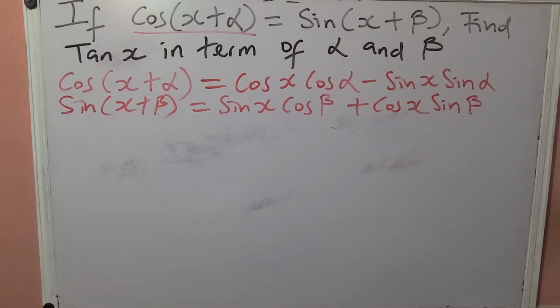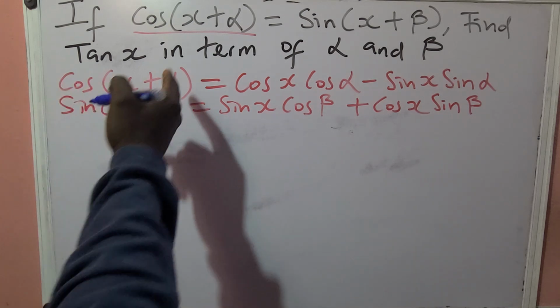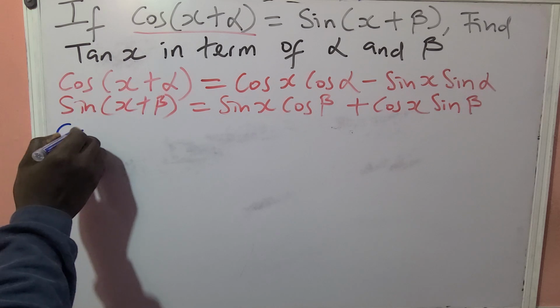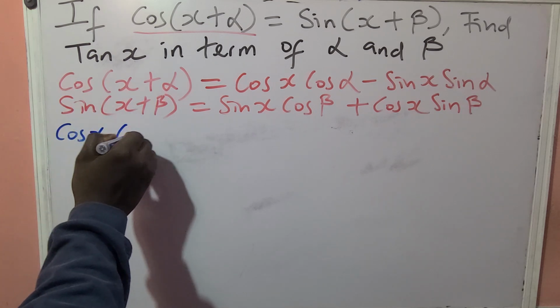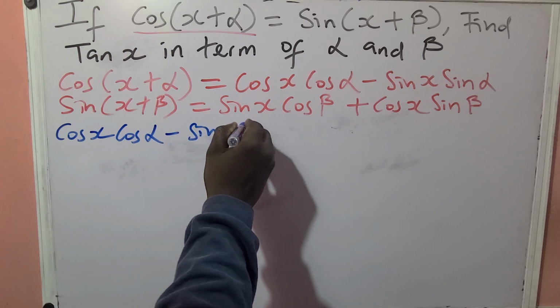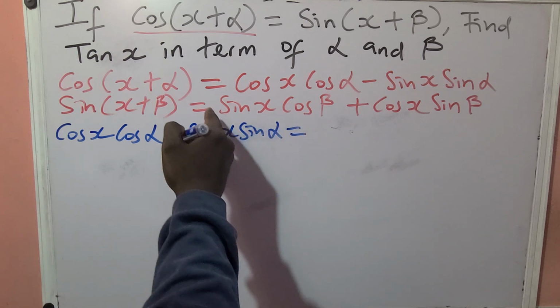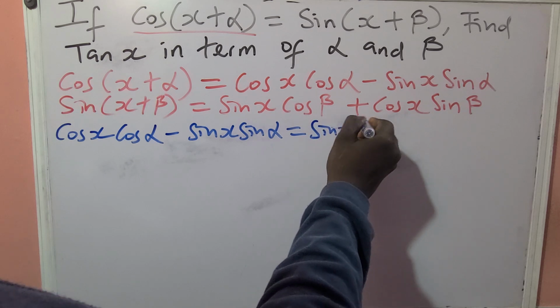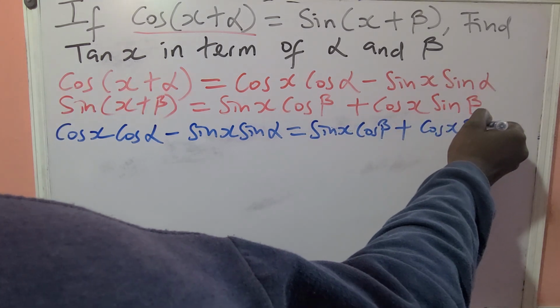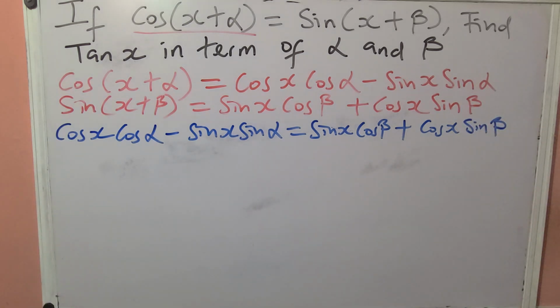All right, so using these identities, we'll go on to equate these two values together. So we can say that the cos of x, the cos of alpha, minus the sine of x, the sine of alpha, is equal to the sine of x, the cos of beta, plus the cos of x, the sine of beta.